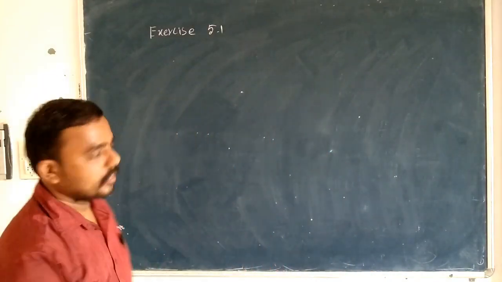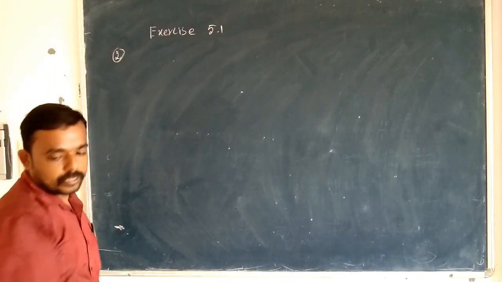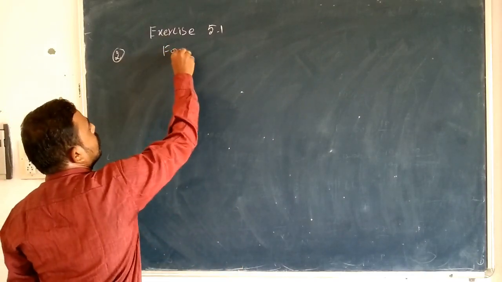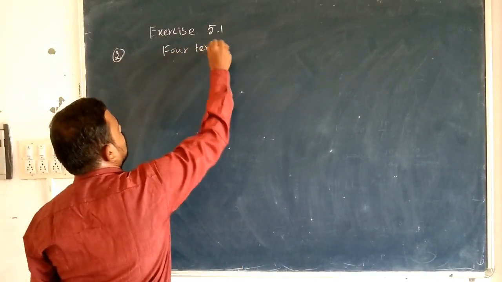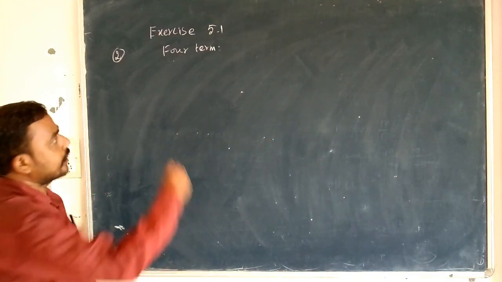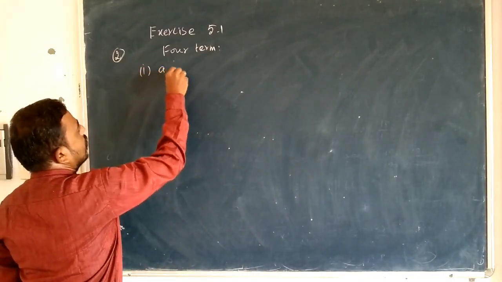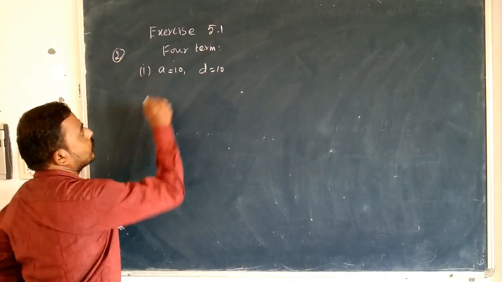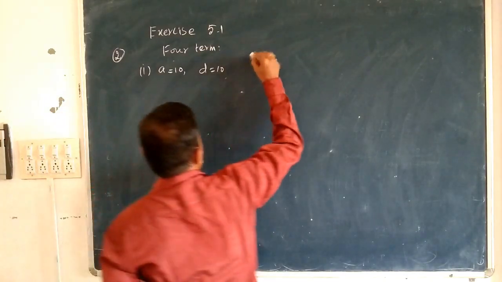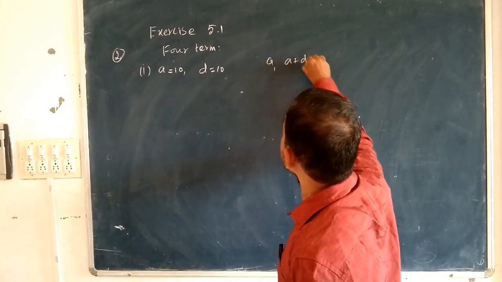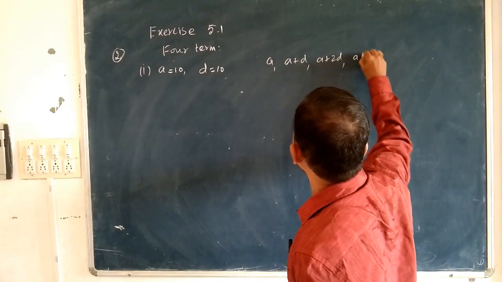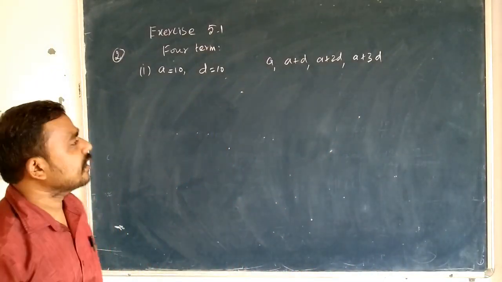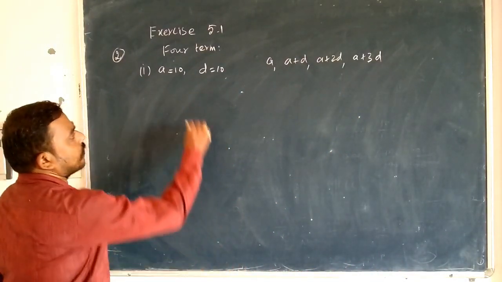Now second problem. Write the first four terms of the AP. For that given A equal to 10 and D equal to 10. So the general terms, you know: A, A plus D, A plus 2D, A plus 3D. This is the general arithmetic progression. Four terms only, up to 3D. So further, how to write it?